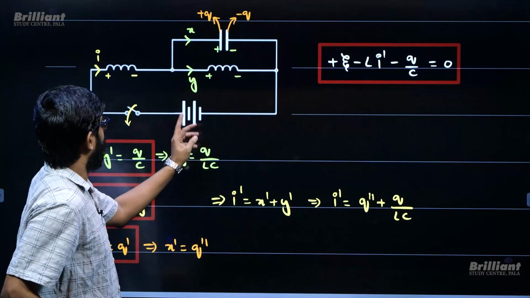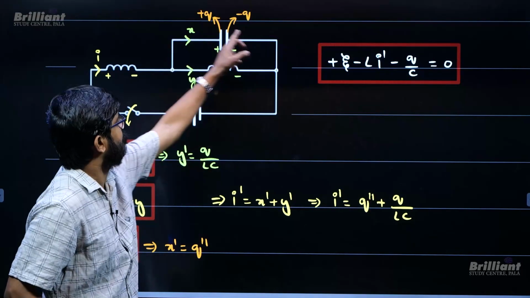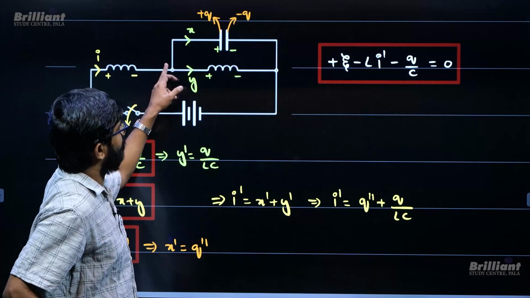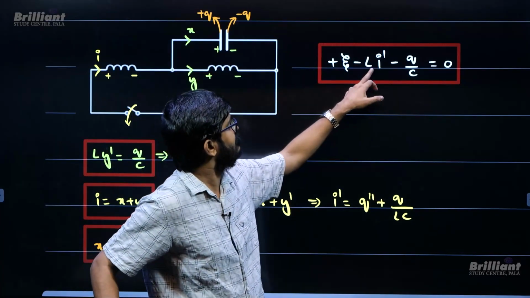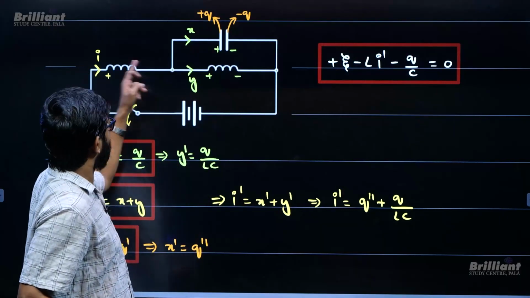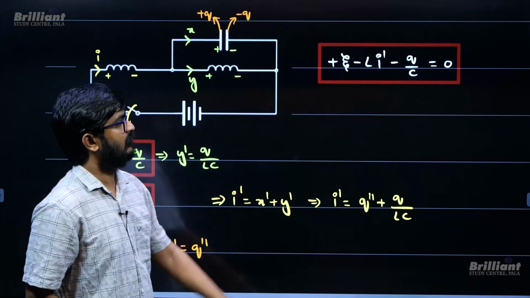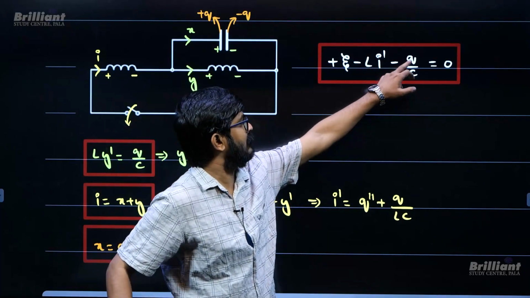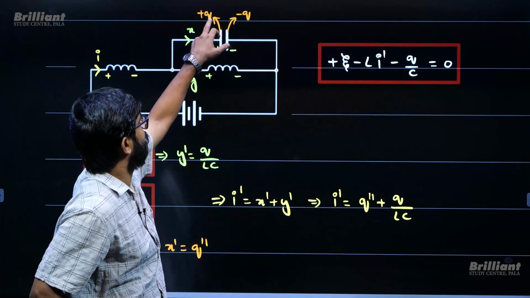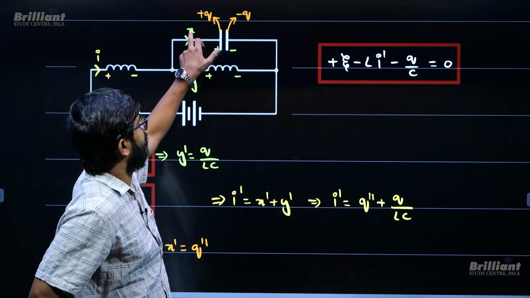Now I will be writing the loop equation. I need to find something about this, so I will be writing the loop equation this way. I will be getting plus E minus L di by dt, plus E minus L di by dt minus Q by C equals 0. But these two are not exactly related. x is nothing but the rate at which Q is getting accumulated. x is dq by dt.